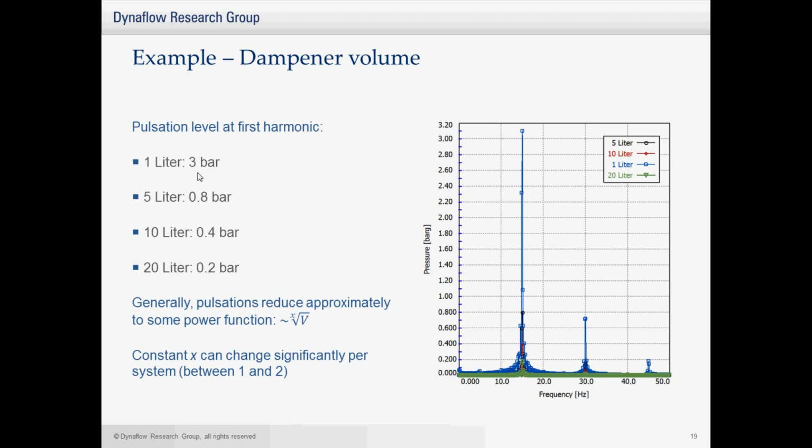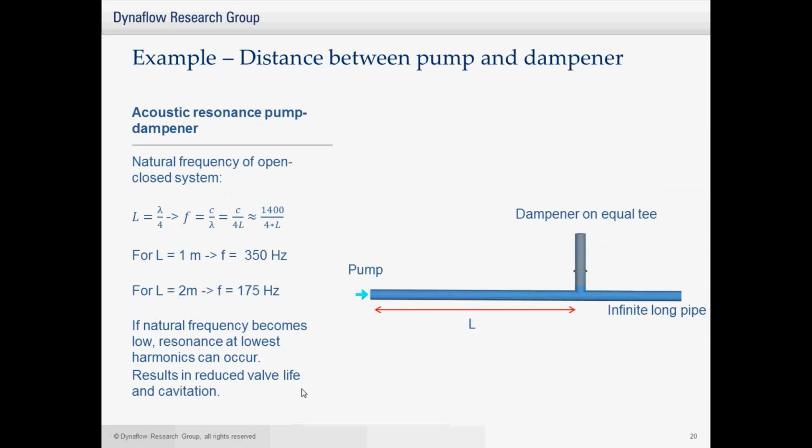You should definitely take it into consideration, especially if you still have high pressure pulsations in your system and you already have a significant volume dampener. Then you should consider not increasing the volume of the dampener, but instead use other methods of making your dampener perhaps more efficient to lower the pressure pulsation. So it always goes to some power function of the root, and this constant X changes per system. It's definitely not linear.